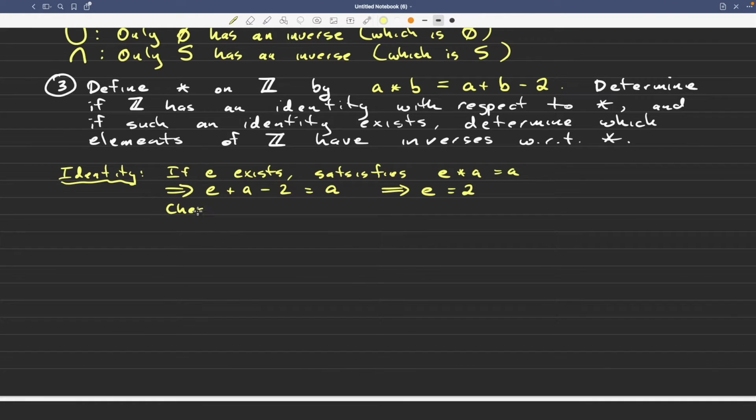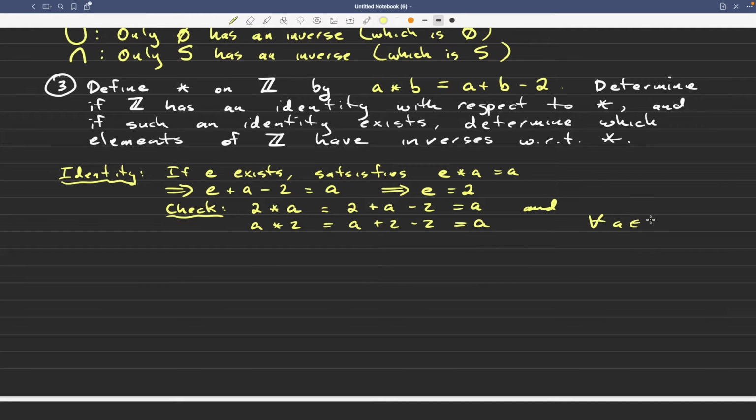And then we're going to check that it actually is. If we do 2 star A for any element A, you're going to get 2 plus A minus 2, which is A. And if you do it the other way, A star 2, this is A plus 2 minus 2, which is also A. And this is true for every A in the set, which is the integers. So yes, E equals 2 is the identity here. Okay, so now we know we have an identity. That identity is 2.